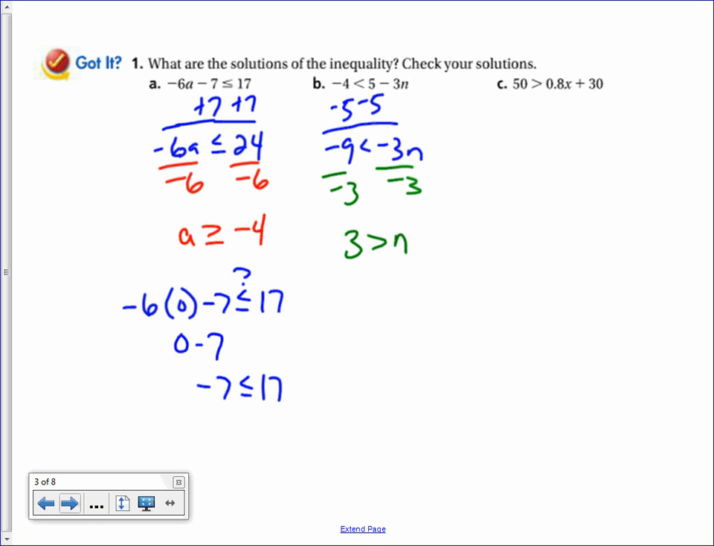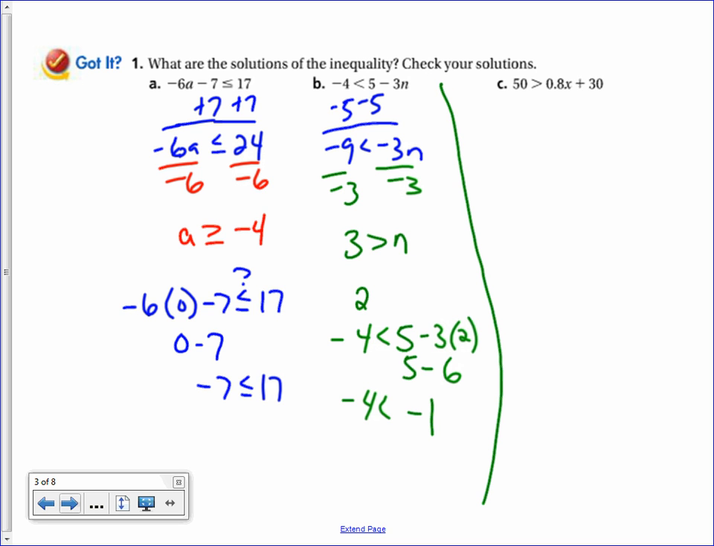So tell me a number that would work. Well, I could think of a number like 2, because 3 is greater than 2. So if I check 2 in my original, we want to know, is this a true statement? Well, 3 times 2 is 6. 5 minus 6 is negative 1. Is negative 4 less than negative 1? Your answer should be yes, it is. So once again, I did get the right answer.